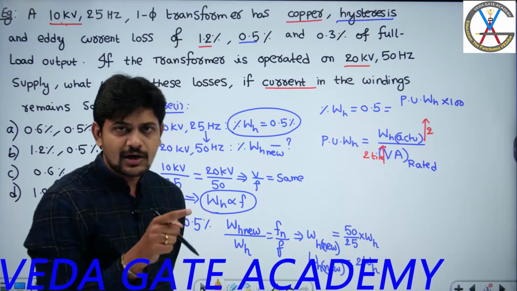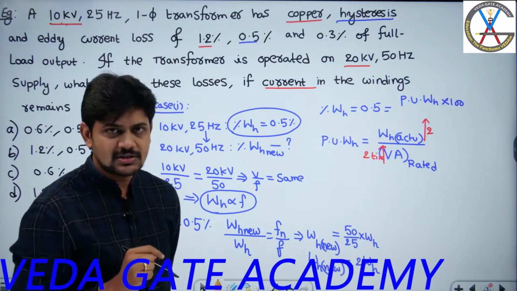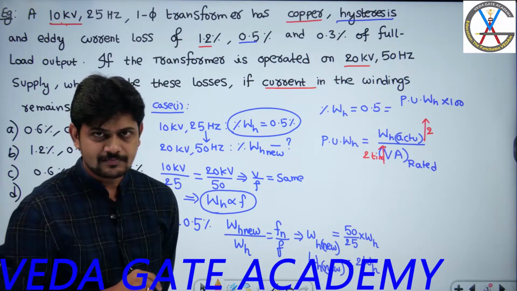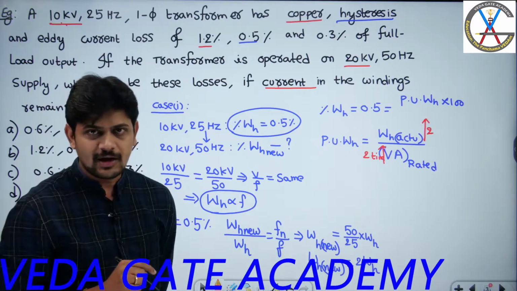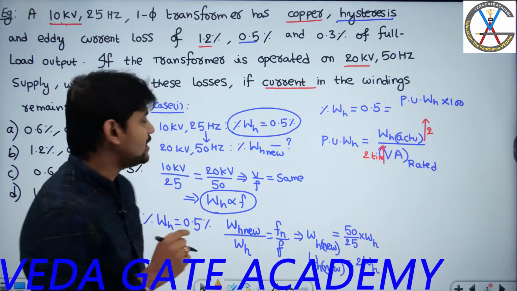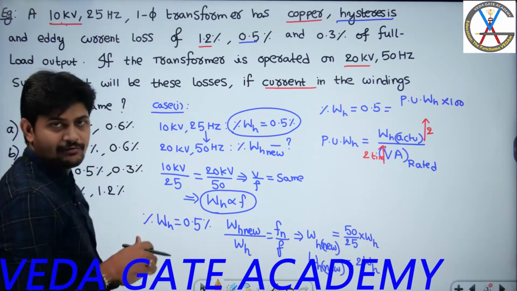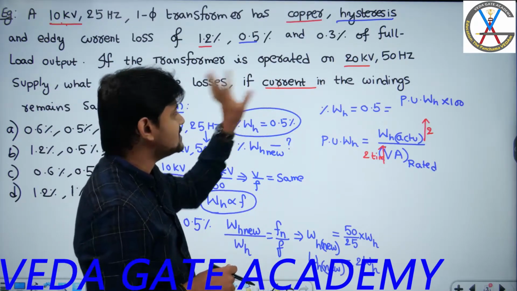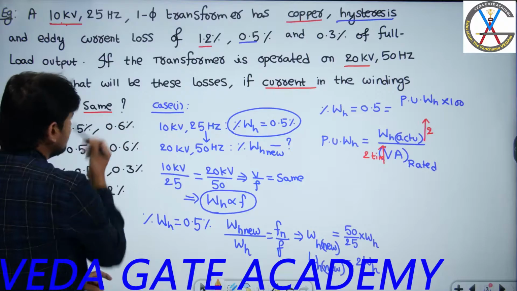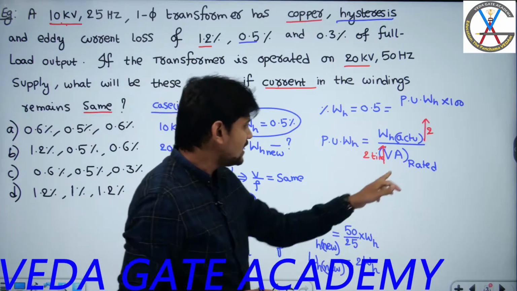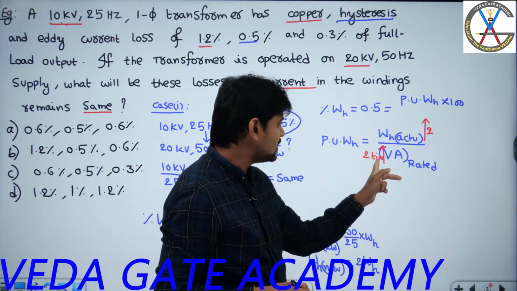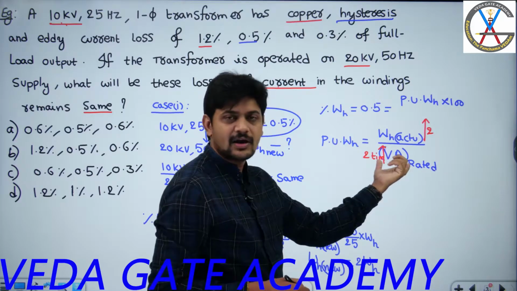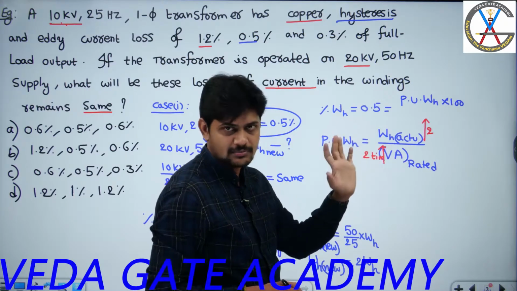So the per unit hysteresis losses is actual hysteresis losses divided by base power. Base power will be obtained from the nameplate details. In the nameplate details, initially 10 kV, 25 Hz. The new case is 20 kV, 50 Hz. But in both cases, current remains the same. So current is same, but voltage is increased by 2 times. So the rated power is also increased by 2 times.